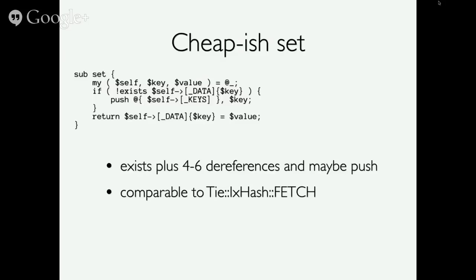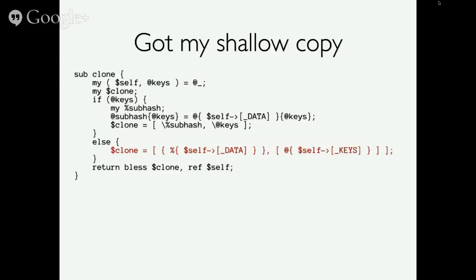And store is pretty cheap. In store, I have to check exists because if the key doesn't already exist, now I need to sort of push it onto the end of the list of keys. But otherwise, it's just, yeah, we'll go set it to that value and return it. So this is comparable in its complexity to the fetch in Xhash. And usually we think store is a lot more expensive than fetch. So already, if my store can be as efficient as the fetch in Xhash, I think I probably have some efficiencies there. My shallow copy was straightforward.